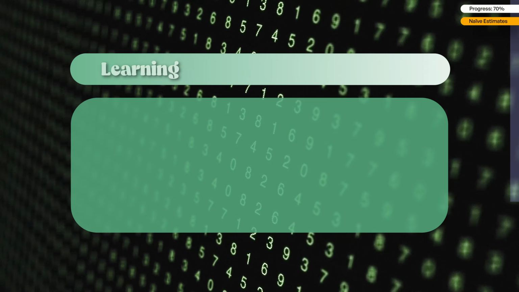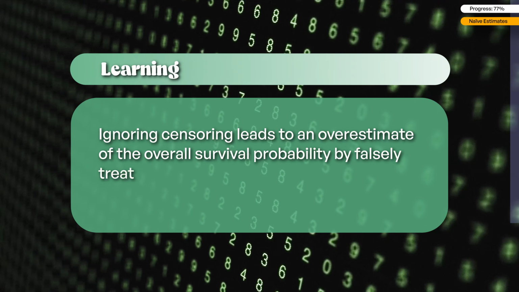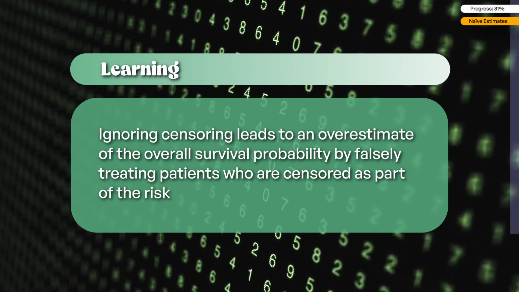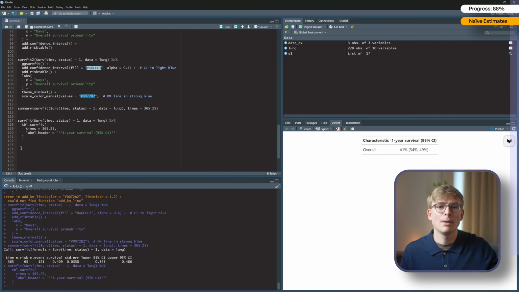Ignoring censoring leads to an overestimate of the overall survival probability by falsely treating patients who are censored as part of the risk set for the entire follow-up period. That's why we need to apply statistical techniques, such as the Kaplan-Meier method, to account for censoring when we conduct survival analysis. Just as using naive estimates for survival analysis would be unwise, it would also be unwise not to look at median survival time.